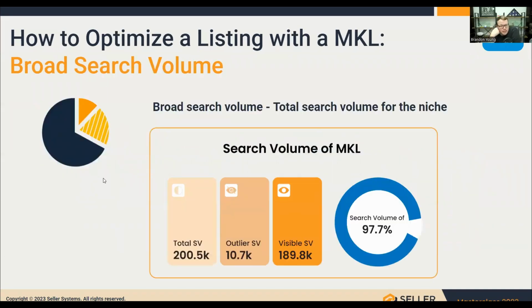So, how to optimize a listing with a master keyword list. This is where we're going to really look at broad search volume and roots, and we're going to decide how to write a listing. We've got visible search volume here. If you look at the master keyword list, you'll see total search volume, outlier search volume, and then visible search volume. This visible search volume will be those keywords that are really driving most of the sales. And then we've got a search volume of 97%.